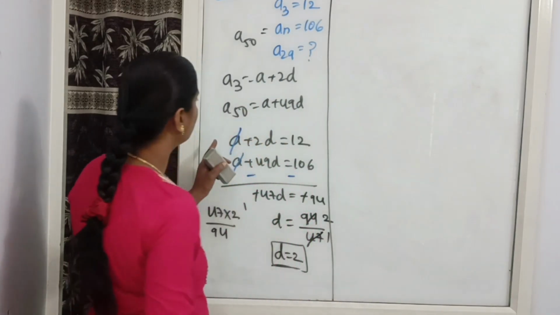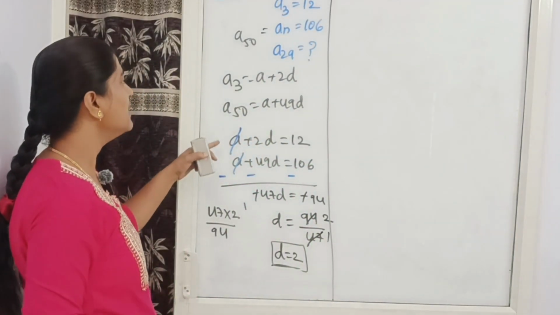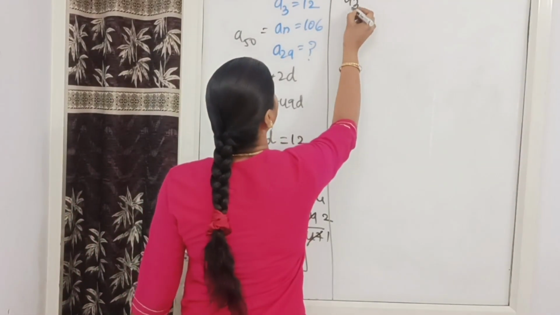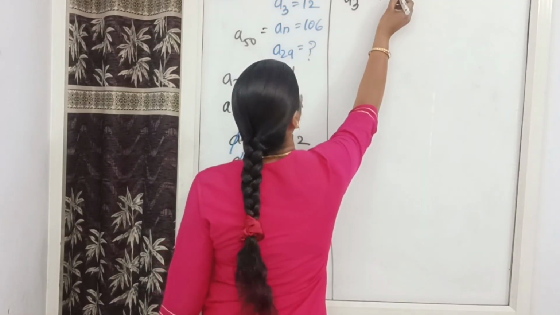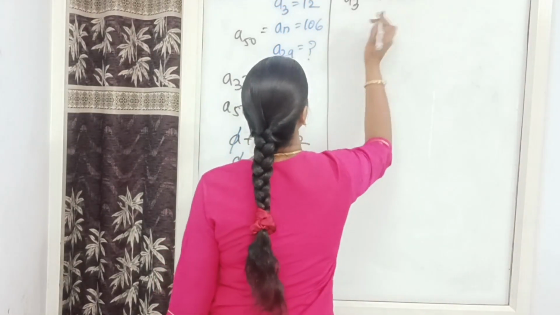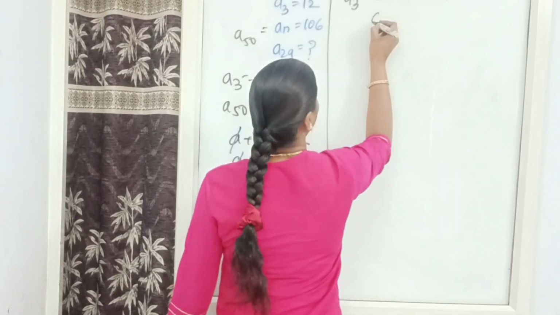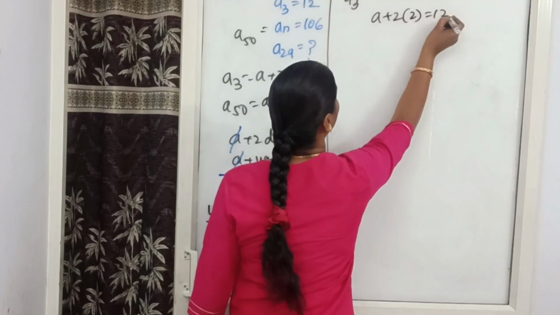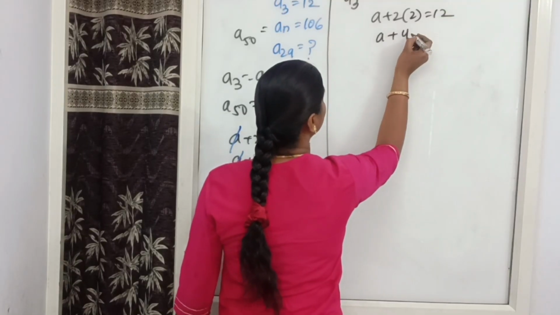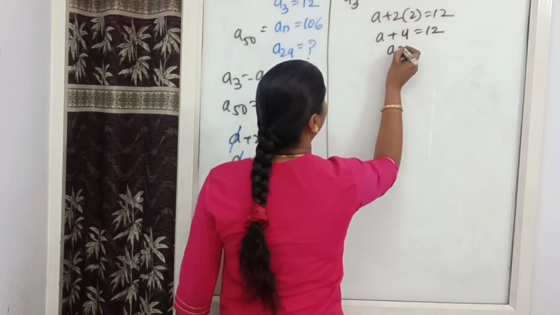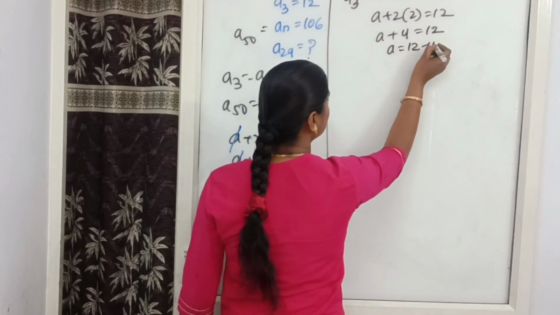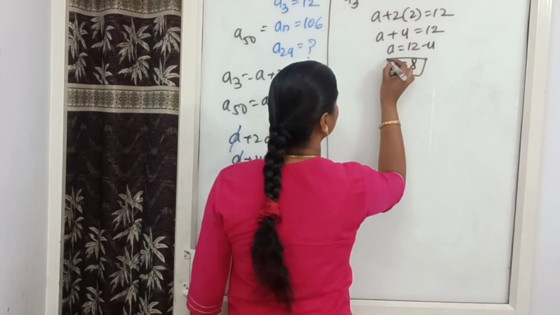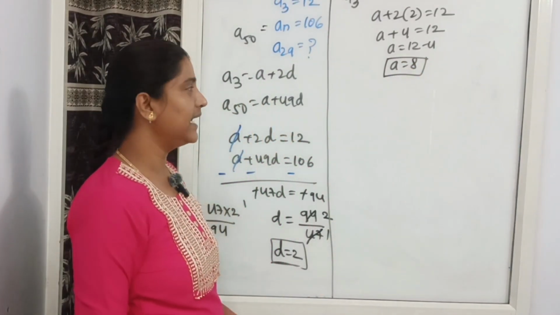Okay. Once we got D as 2, you can substitute in any term, like the third term or the 50th term. The first one is simple, no? So you can substitute here only. A3 is equal to A plus 2D, that is 12. So A plus 2 into, what is our D also, 2, is equal to 12. And A plus 4 is equal to 12, and A is equal to 12, transpose 4 to that side, that is minus, and A is 8. So we got D and A also.